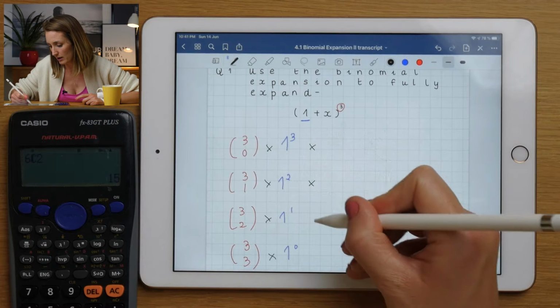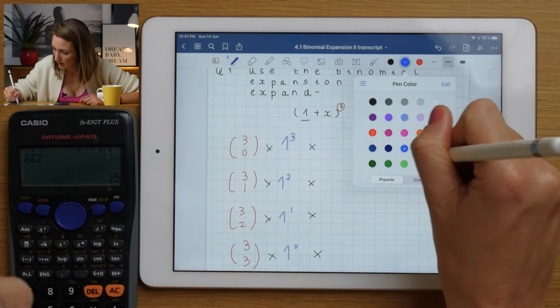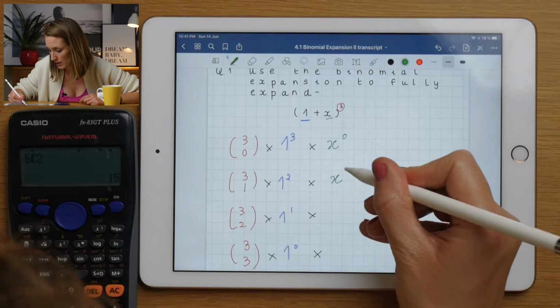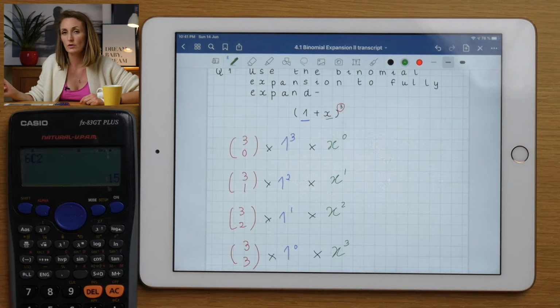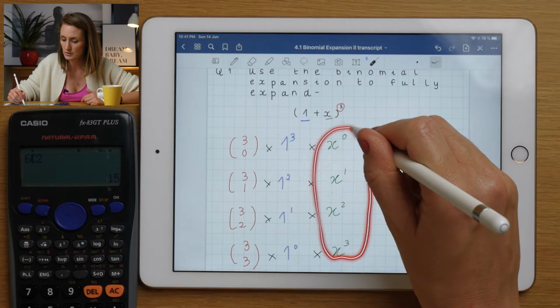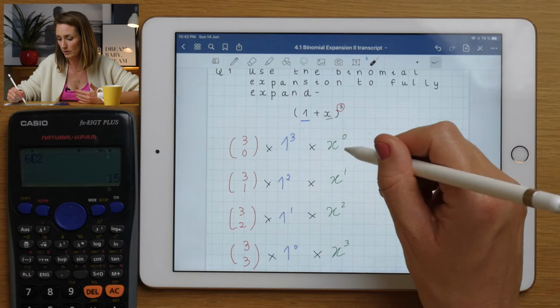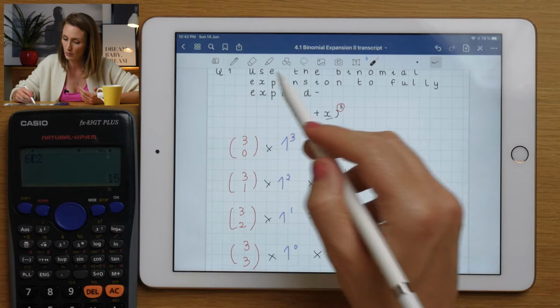So what I mean by that is that I would then start the x, which I'm getting from here, on 0, then go to 1, then 2, then 3. You need to read the question to see what they want. This would be ascending powers of x, so going from 0 up to 3. If they wanted descending powers of x, I would have started x on 3 and 1 on 0 and gone the other way around. So you need to check your question.